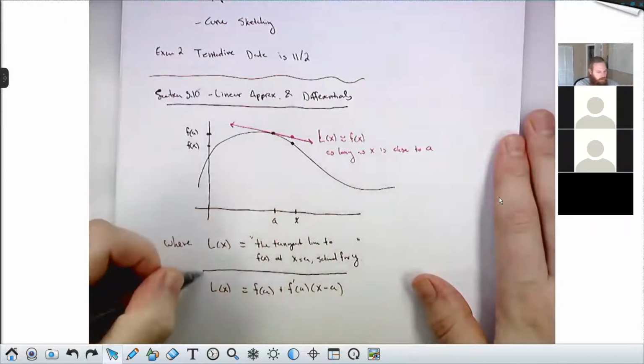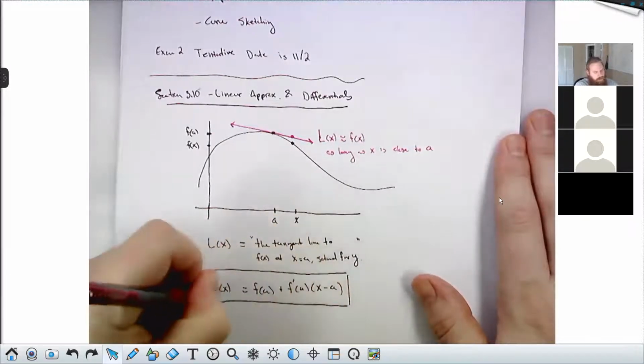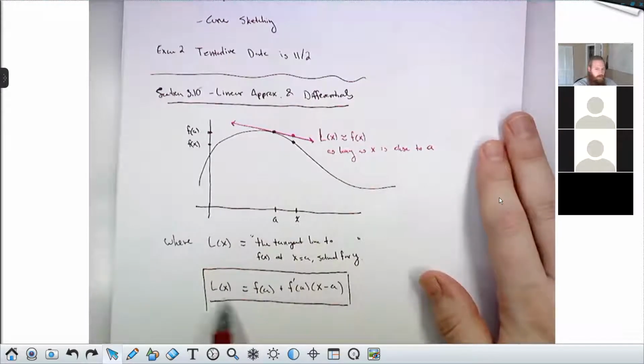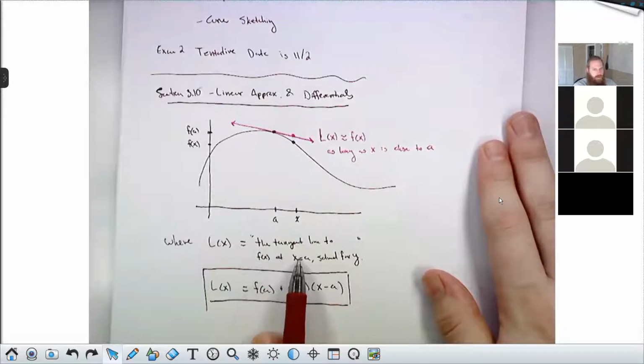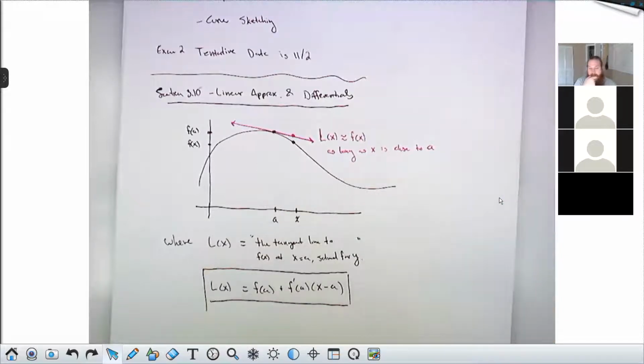I'm not big on memorization. I like to memorize as little as possible and understand as much as possible. So for me, rather than memorizing this formula, I would just remember that L of x is the tangent line to f of x at a solved for y. But I know a lot of people do like to remember formulas, so that's the formula. And the idea is that plugging x values into this thing is very simple because it's a linear function.